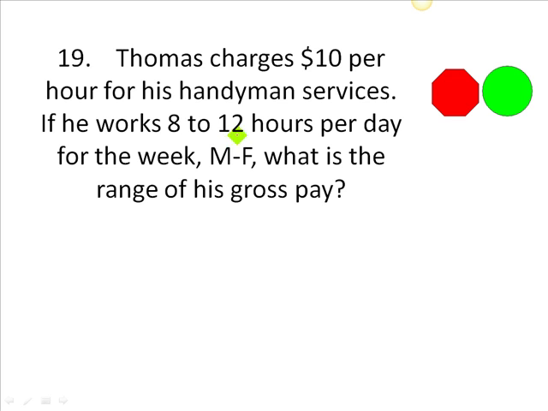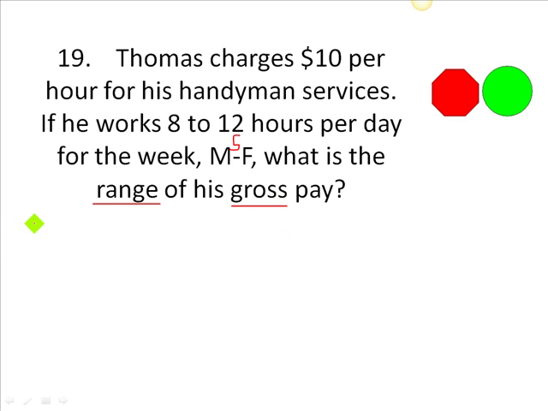He works only Monday through Friday. That's 5 days. And what is the range? Range means what's the least amount of money that he's going to make to the most amount of money that he's going to make. And gross pay? Gross just means the total amount of money that he was going to make, instead of, sometimes you get what's called net pay, and net pay is after they've taken out some withholding and some things like that. So how much money would he make if somebody was paying him in cash?